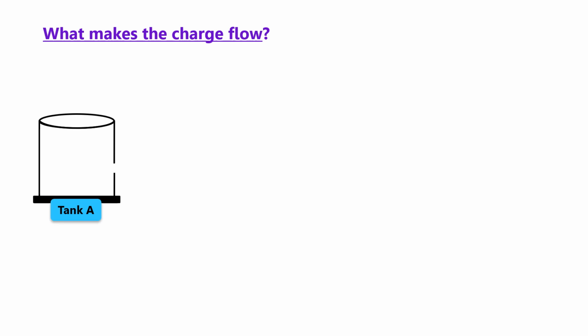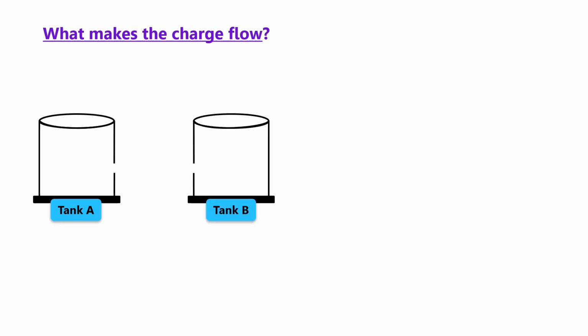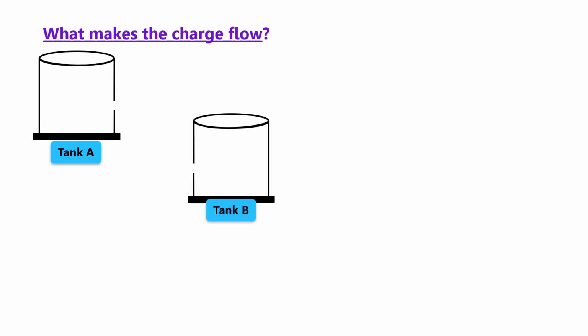What makes the charge flow? This is tank A, this is tank B. Tank A is at a higher level than tank B. So what is flowing from tank A to tank B? See how water is flowing from tank A to tank B.